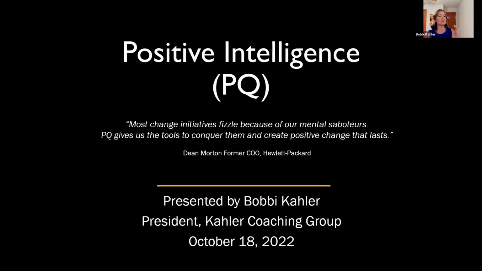Thanks for that setup, Thomas. I'm so excited to be here. And I chose this quote here. It's by Dean Morton, the former COO of HP, because I think this captures part of the value of PQ, positive intelligence. He said that most change initiatives fizzle because of our mental saboteurs. And PQ gives us the tools to conquer them and create positive change that lasts.